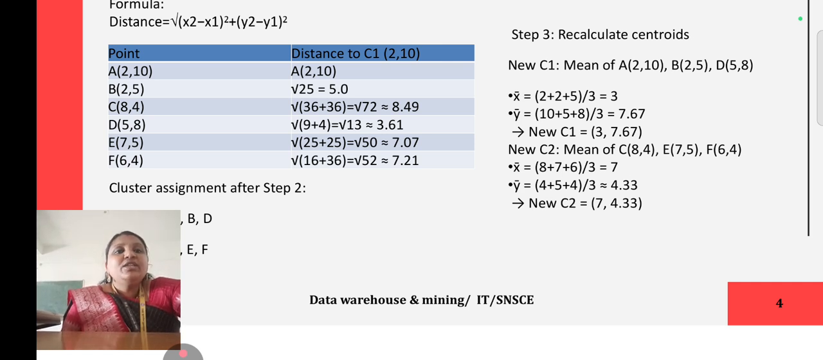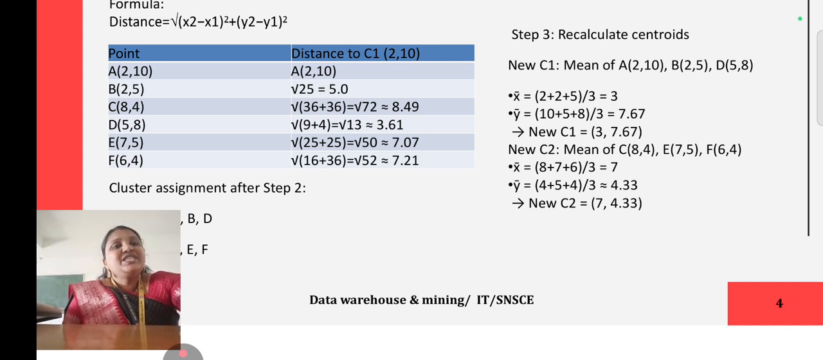Same for the y bar. The y bar takes the second value of each point: in A it is 10, in B it is 5 and in D it is 8. Then the overall mean has to be calculated. So now C1 is 3, 7.67, and similarly we have to do the same for C2.